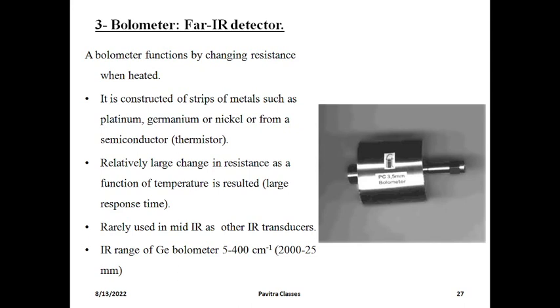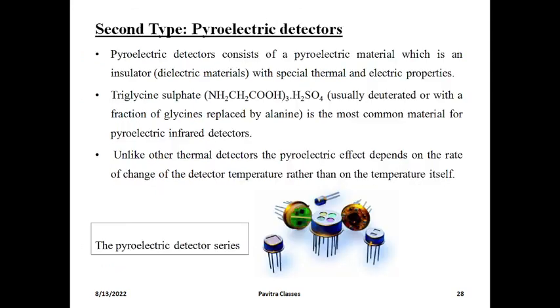Rarely is it used in the mid IR, as with other IR transducers. The IR range usually for a germanium bolometer is 5 to 400 centimeter inverse. So it is used especially in the far IR region, not in the mid IR region.